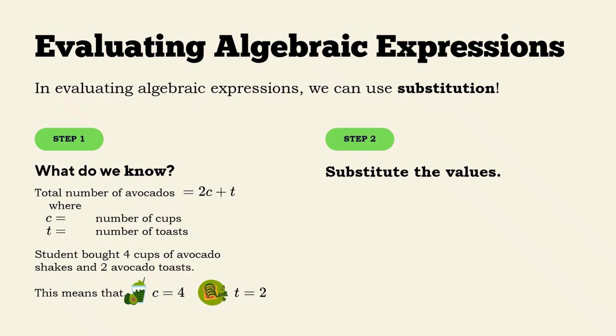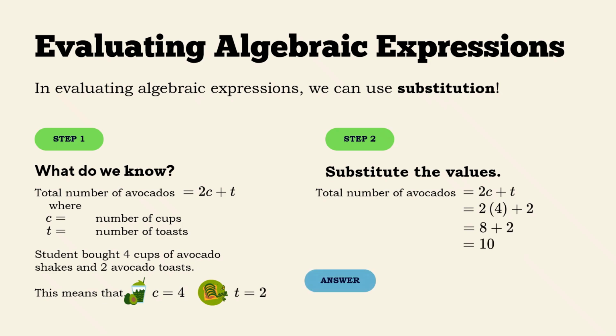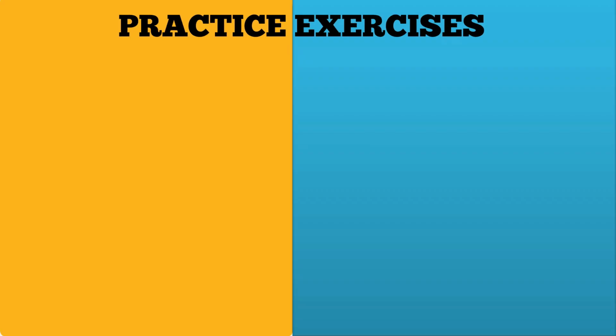Step 2. Substitute the values. Total number of avocados is equal to 2C plus T. 2 times 4 plus 2. So 8 plus 2 is equal to 10. This is our final answer. There are 10 avocados needed for the student's order. Let's apply what we have learned with some practice exercises.